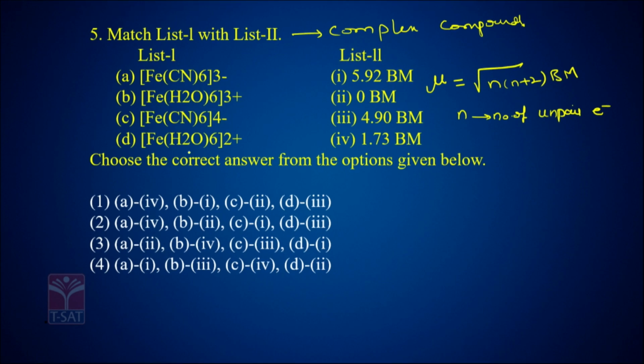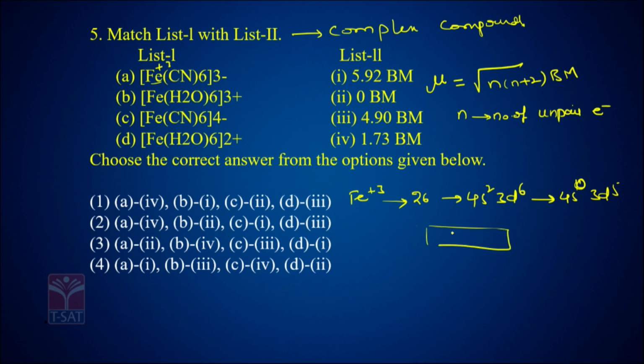So, you calculate the unpaired electrons in Fe. What is the oxidation state of Fe here? Plus 3. See carefully, Fe is 26, 4s2 3d6. Fe plus 3 will be 4s0 3d5. And CN is a strong field ligand. Strong field ligands mean electrons will get paired up. So 1, 2, 3, 4, 5, and the unpaired electrons you get is 1. If you put 1 into 1 plus 2 under root, you get 1.73 Bohr magneton. So here it is Fe plus 3.